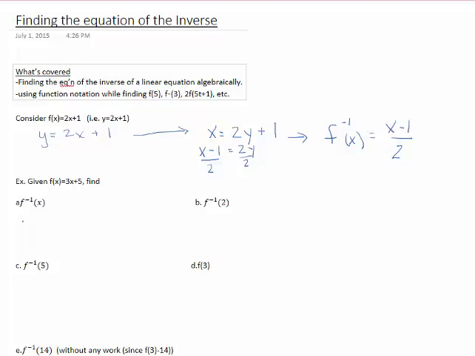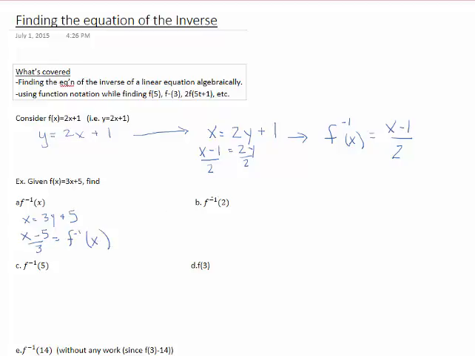So I'm going to switch my x and y's to find the inverse equation. So I have x equals 3y plus 5. A little bit of isolation, x minus 5 divided by 3. And that leaves me with the inverse function.